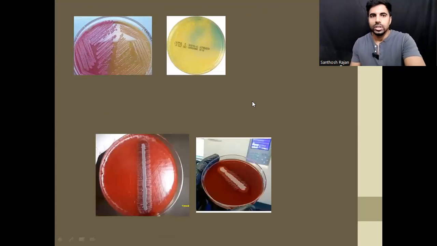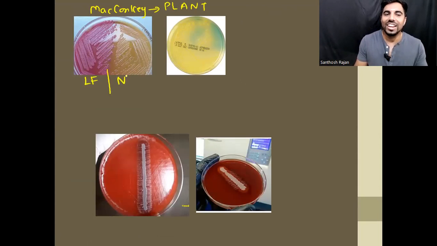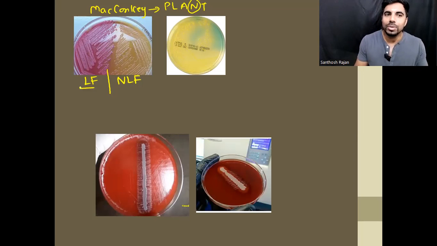The picture is here. Look at this picture. This is your MacConkey agar. I won't describe all those things. MacConkey means PLANT: P for peptone, L for lactose, which is LF or NLF, A for agar, N for neutral red, and T for taurocholate. This is just a shortcut for revision. So we call it an LF colony because it's pink.